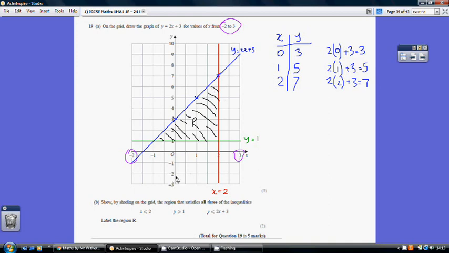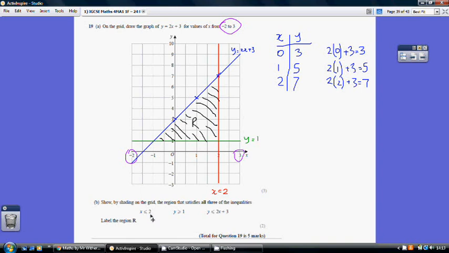Now for part B, we've got to shade the region satisfied by these 3 inequalities. Well, the first line, y equals 2x plus 3, we've already got on our graph. So we're just going to choose to plot the lines x equals 2 and y equals 1, and then return and have a think about these inequality signs.